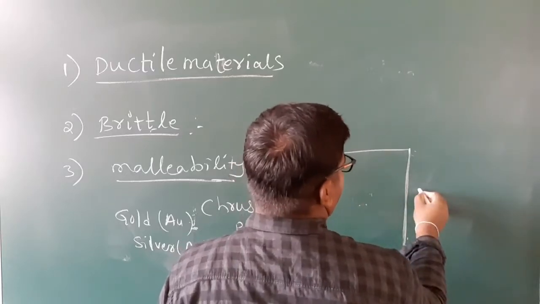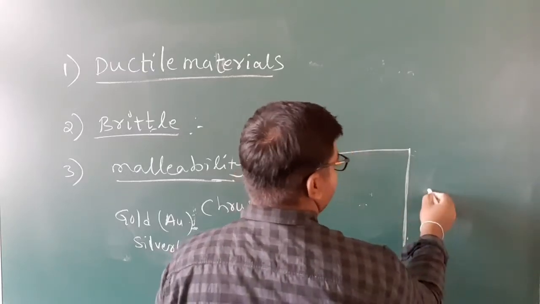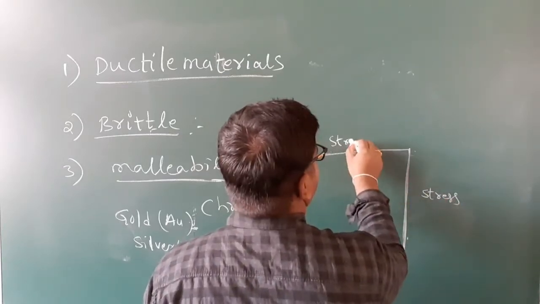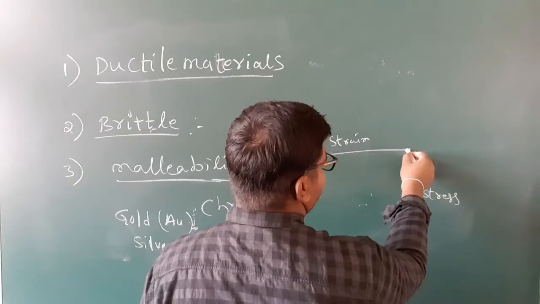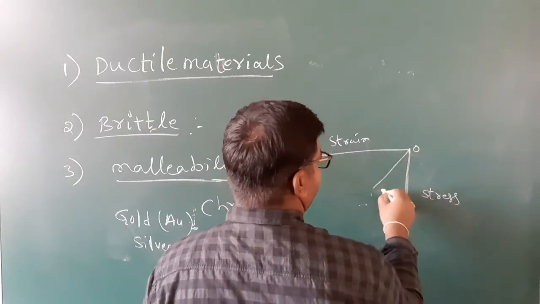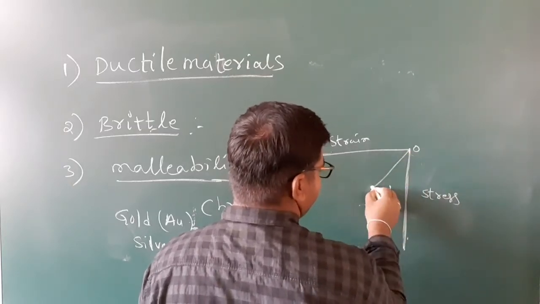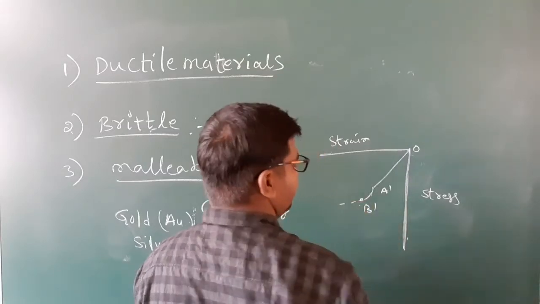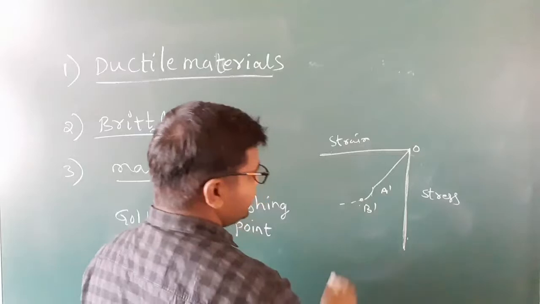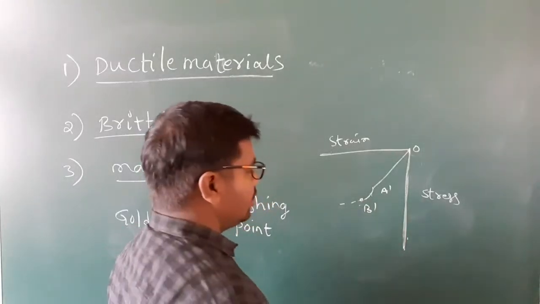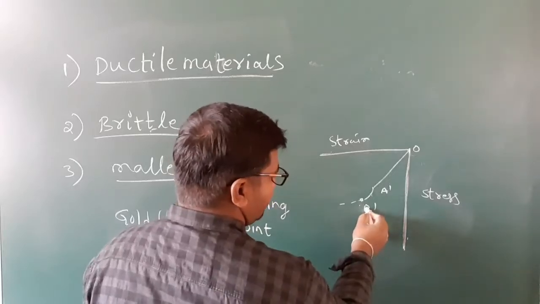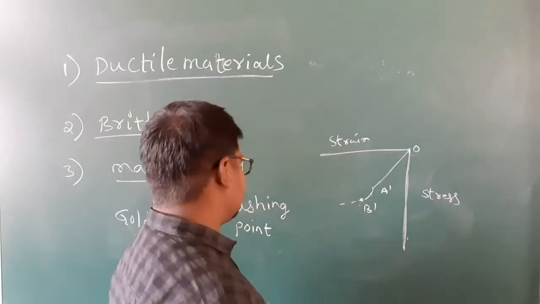So here we can observe the stress and strain. We can get the points O, A dash and B dash. Whenever a body reaches B dash, that is a permanent set, and beyond B dash we can say the crushing point.